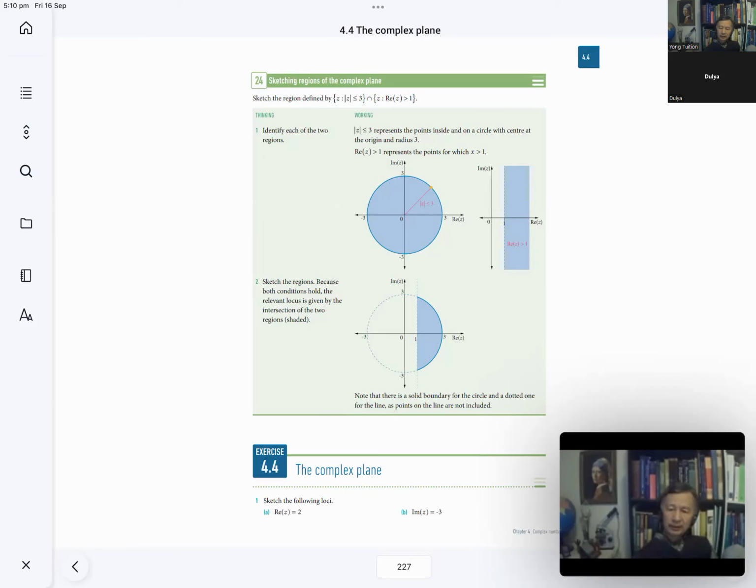So for the straight line, you have to have Re(z). They also want you to get familiar with the notation. Re(z) means the real part of a complex number. Im(z) means the number of how many i. So in this case, the number in front of i is -3. This is simple now. Can you see?